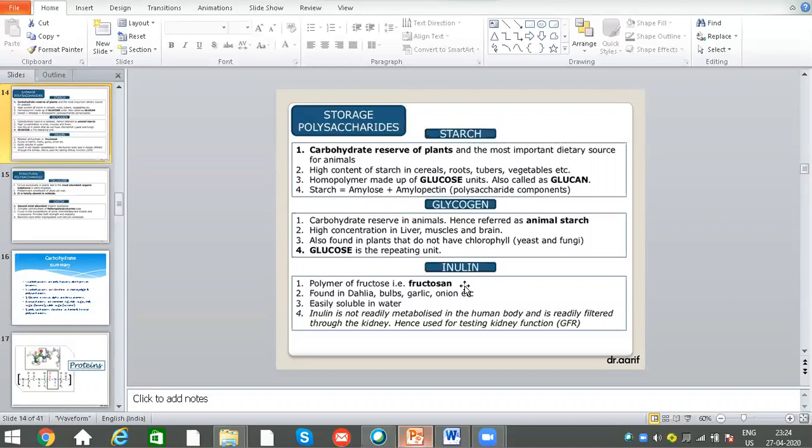The next one is inulin. Inulin is a polymer of fructose. Many fructose molecules are held together, forming inulin. Inulin is found in bulbs, garlic, onion, etc., and it is water soluble. That's why it can be filtered by the kidney. Inulin will not be metabolized in our body; it is filtered by the kidney. So that's why it is useful for assessing kidney functioning.